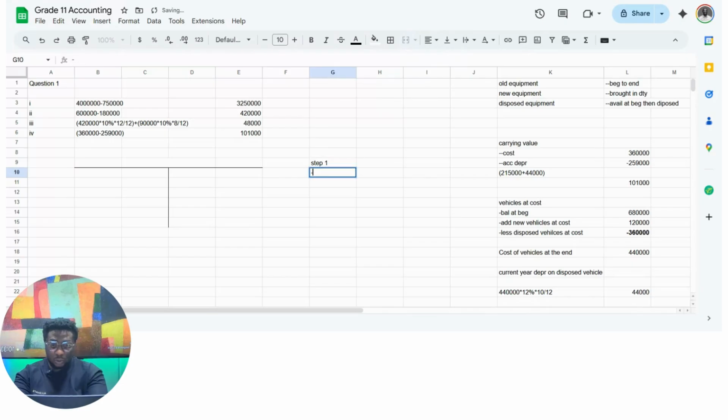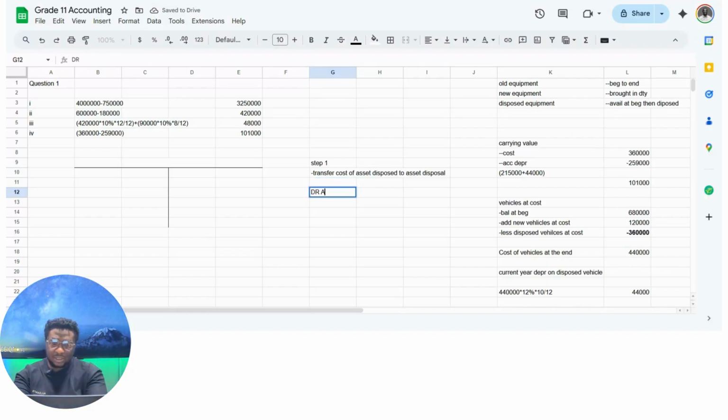is you need to transfer the cost of the asset disposed to asset disposal. Now, how do you do that? Well, we would debit asset disposal, and in this case, we would credit vehicles, because we sold vehicles. And it makes sense to credit vehicles, right? Because vehicles is an asset, and assets decrease on the credit side.